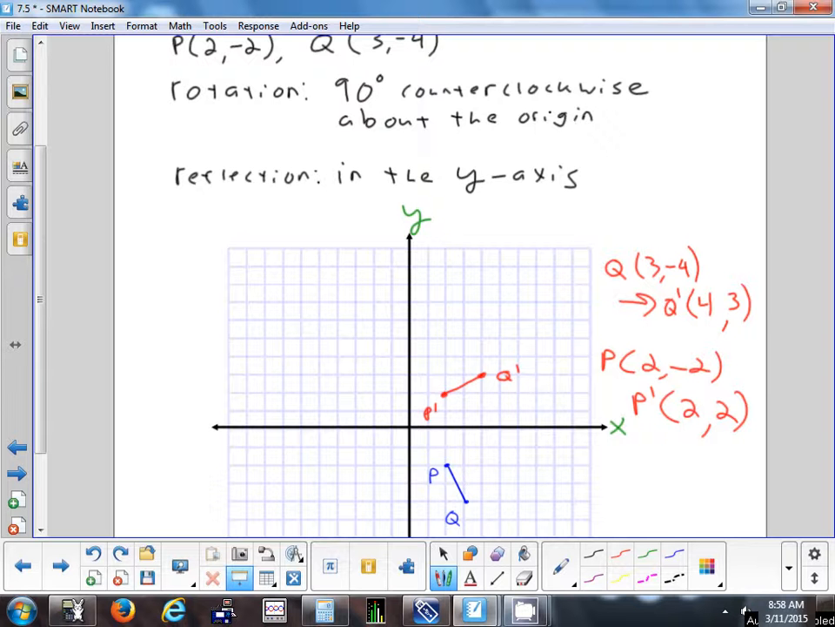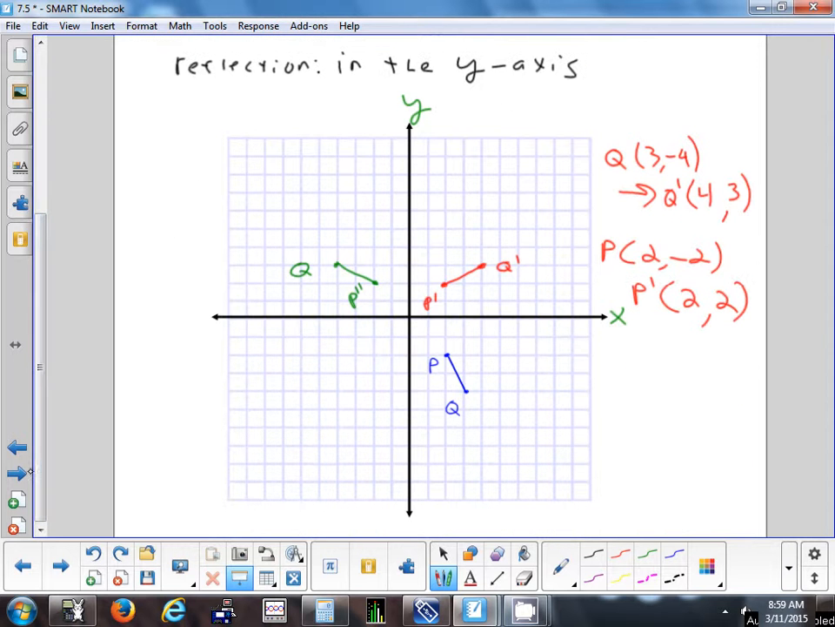These points aren't going to change height. They're going to change where they are horizontally. That's the x. So P double prime is going to be right there. Q double prime is going to be right there. Okay, so that's what you get if you rotate and then reflect. Any question on that?